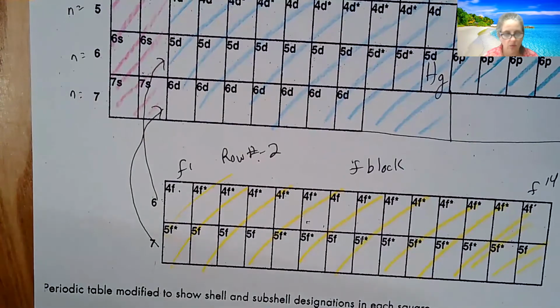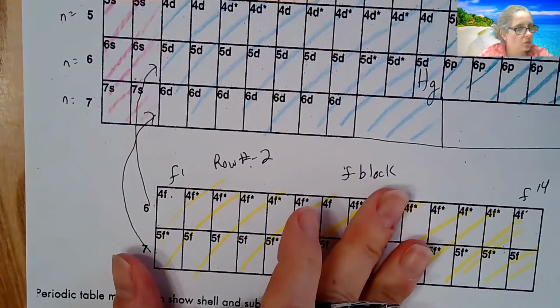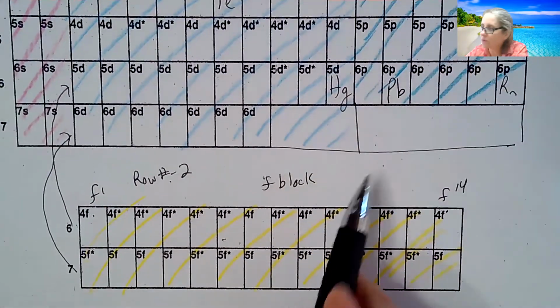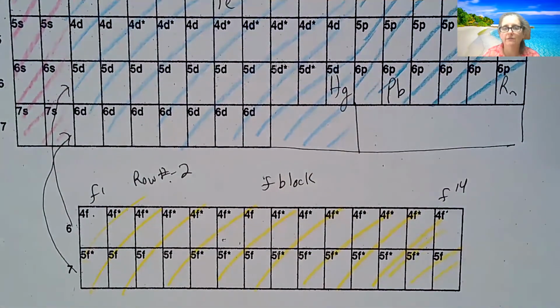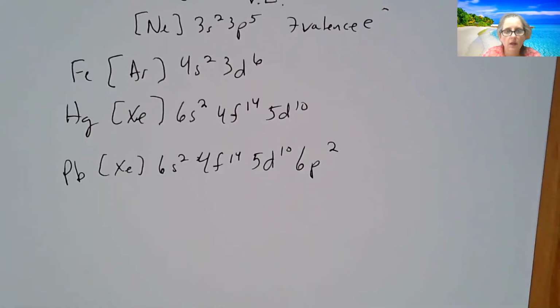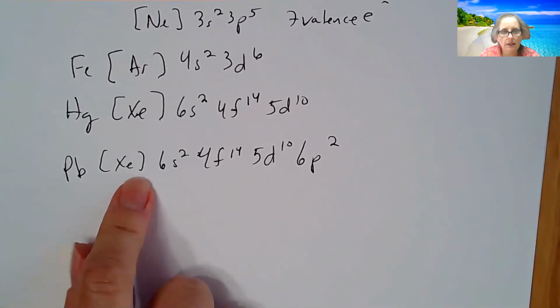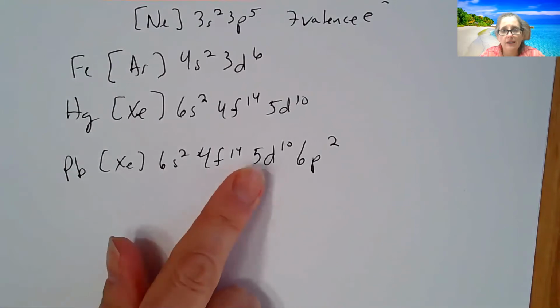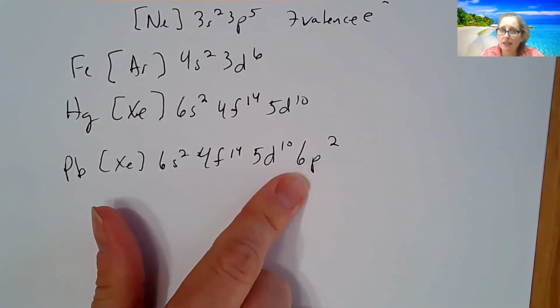Why don't you see if you could write the electron configuration of lead? So for lead, you should have xenon again, 6s2, sorry, 4f14, 5d10, 6p2.